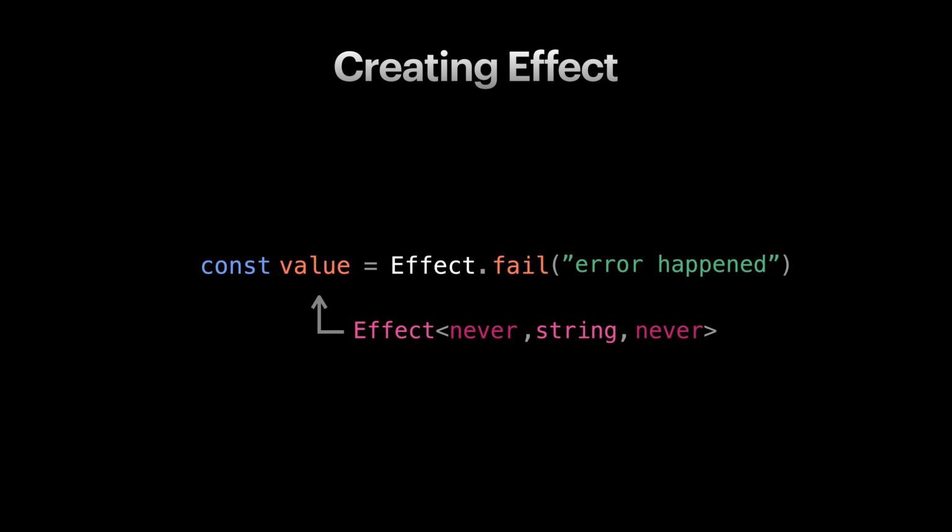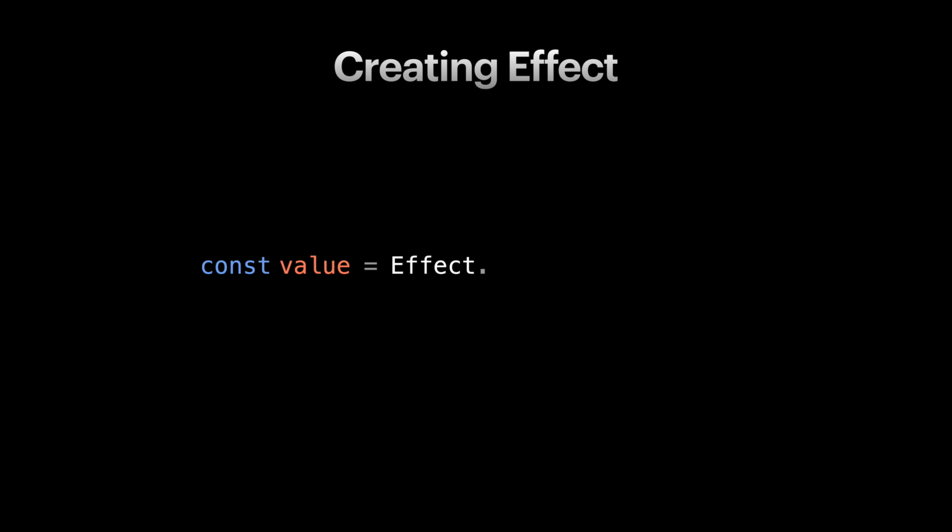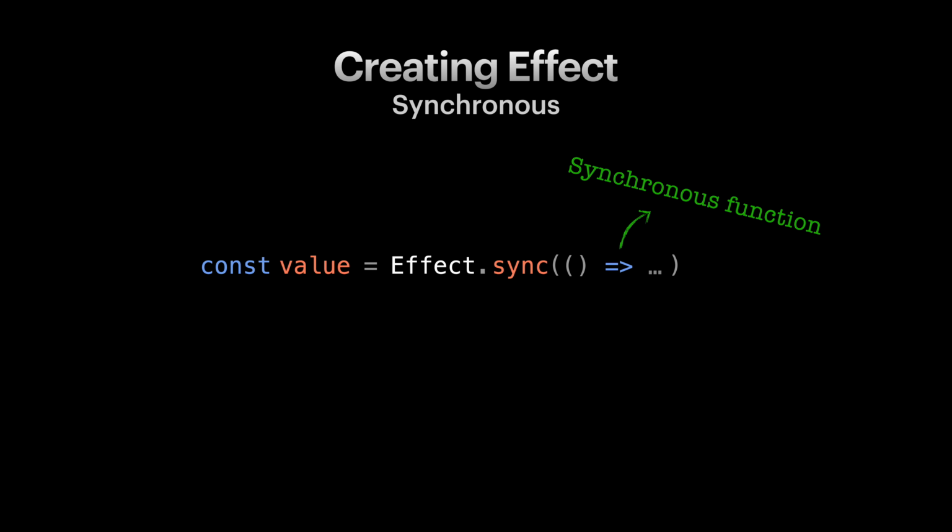Alright, that was straightforward for available values. Now let's look at ways to model actual computations in effect. The simplest computation can be a synchronous one, and we use effect.sync to define those. Effect.sync receives a thunk function. As you now know, it means it receives a function with no inputs and a possible output. The important thing is, this function shouldn't be asynchronous. So no promises or calling asynchronous callback functions.